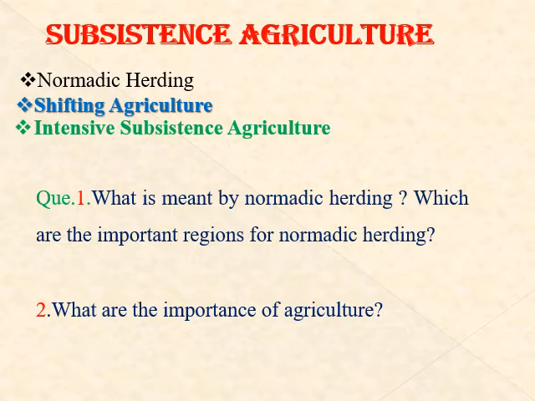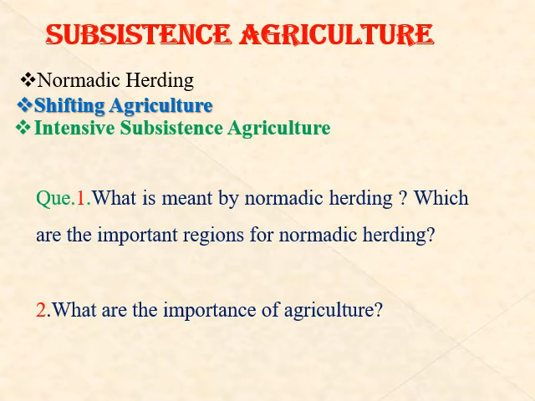Okay students, so these are the types of subsistence agriculture, and this type of question will come in the exam. What do you mean by nomadic herding? What do you mean by shifting agriculture? What do you mean by intensive subsistence agriculture? And which are the important reasons for nomadic herding or shifting agriculture or intensive subsistence agriculture? Like that, questions may come in the exam, so you have to read the answers of these questions.